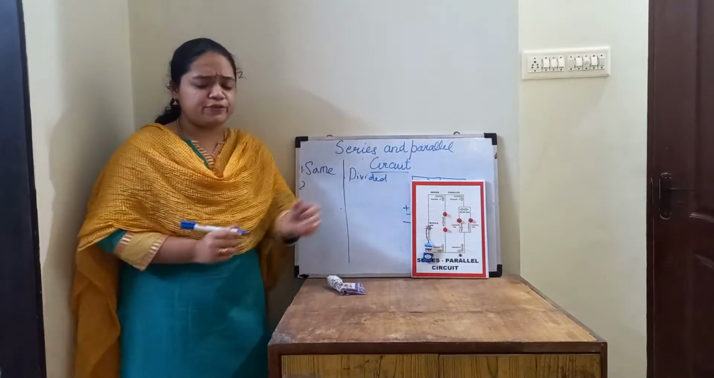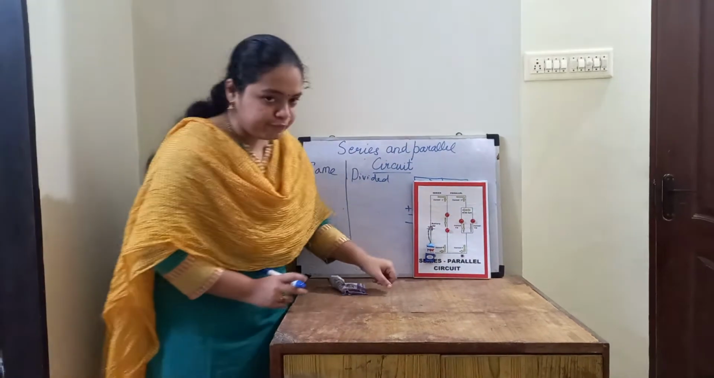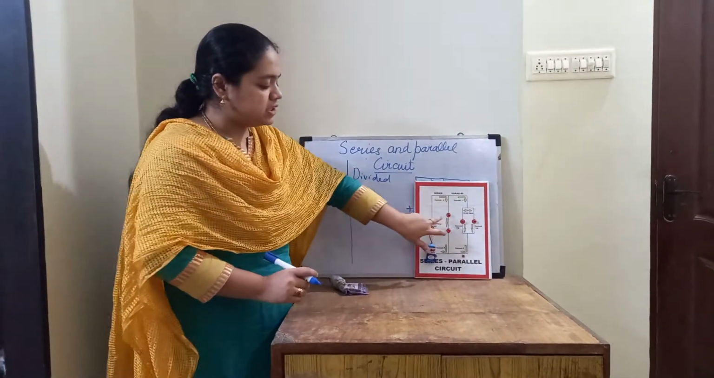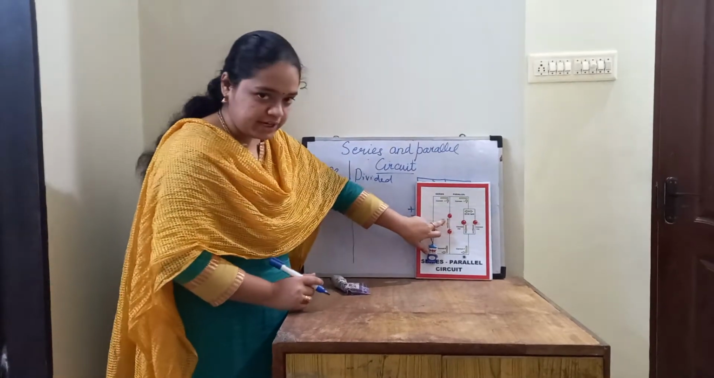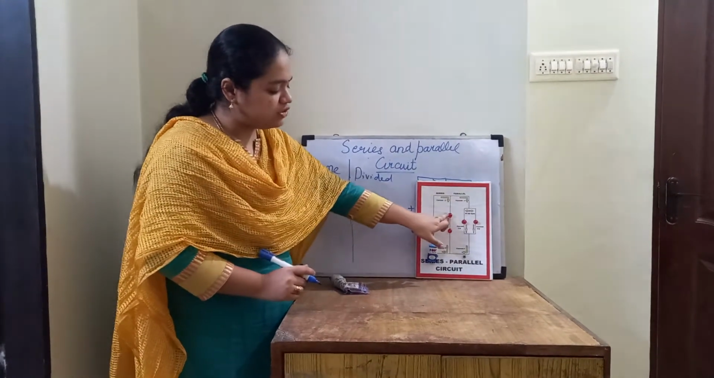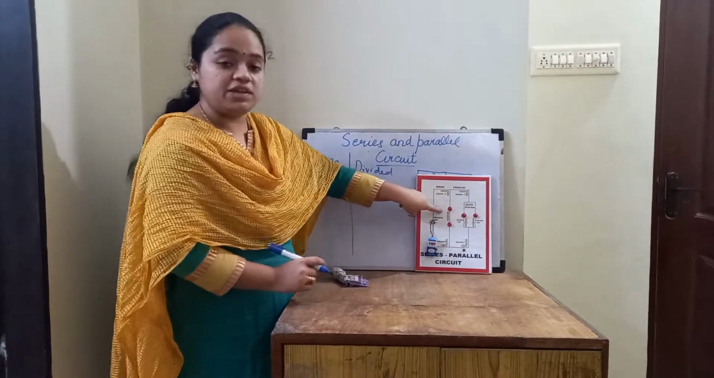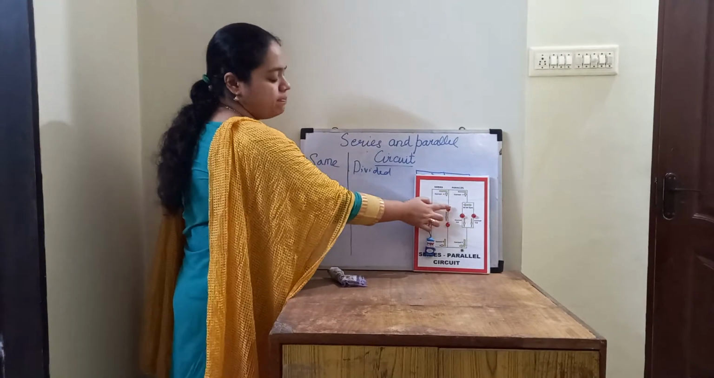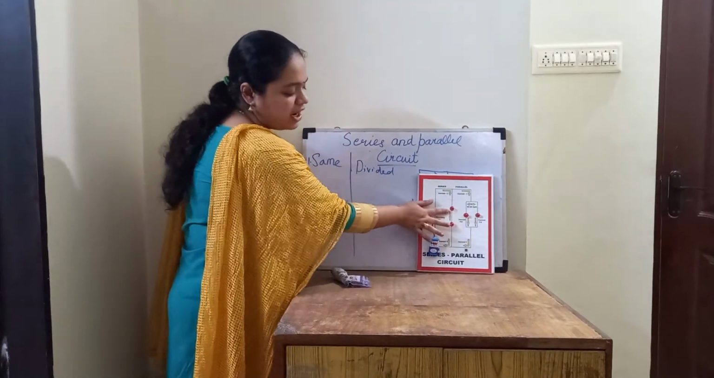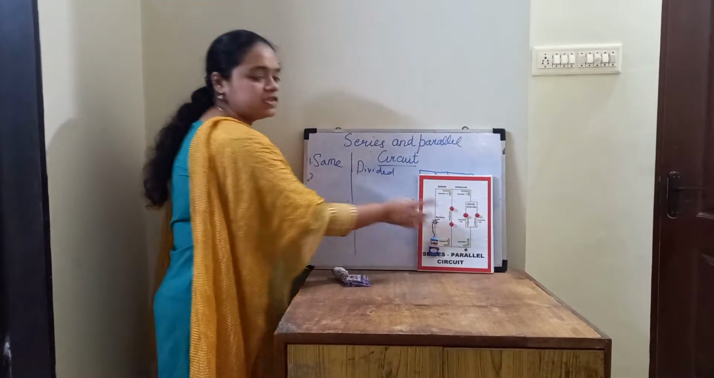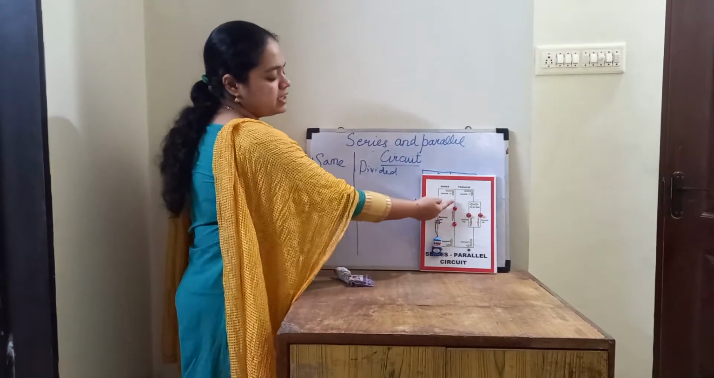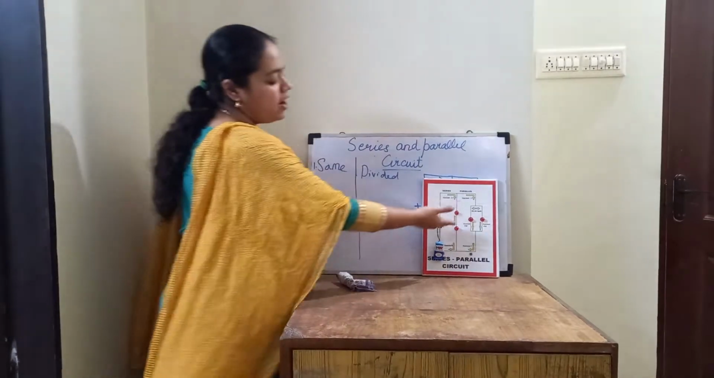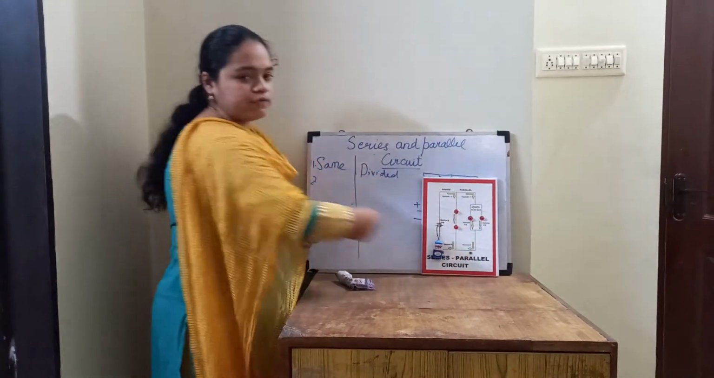Now the second difference is, if any of the resistors or the bulbs is not working, the current flow being sent through the series circuit will stop. For example, if the resistor or the bulb which is here is not working, the current will not flow to the next part of the circuit. Hence, the current is stopped.